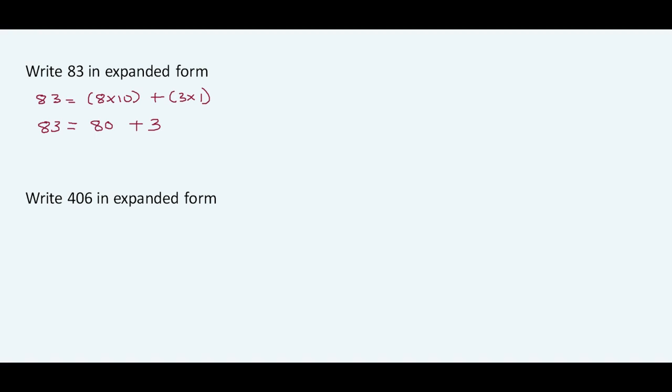We look at 406. We have 6 is ones, 0 is in the tens place, and 4 is in the 100 place. So we have 406 is going to be equal to 4 times 100 plus 0 times 10 plus 6 times 1. So this is 400 plus 0 plus 6.